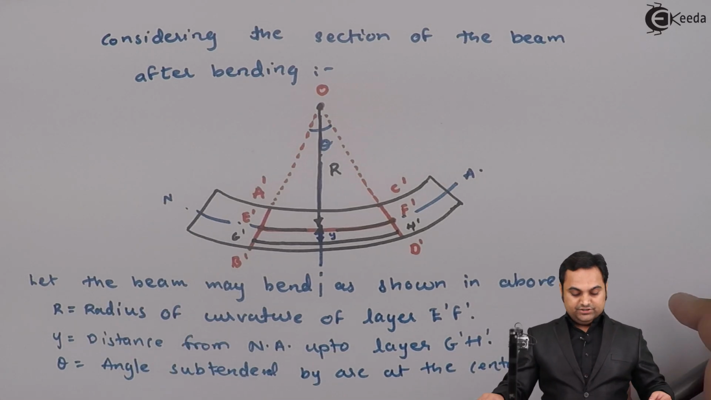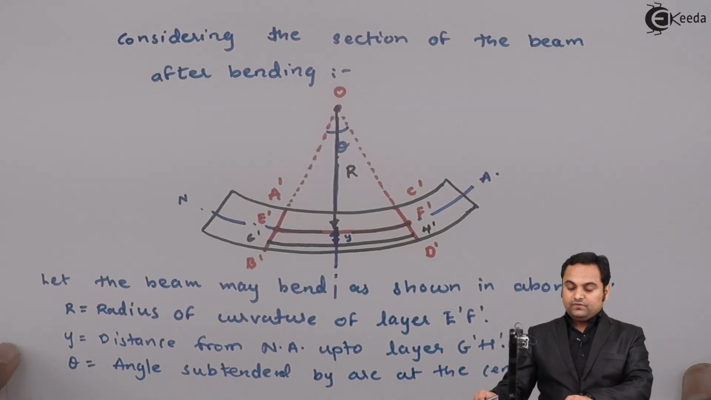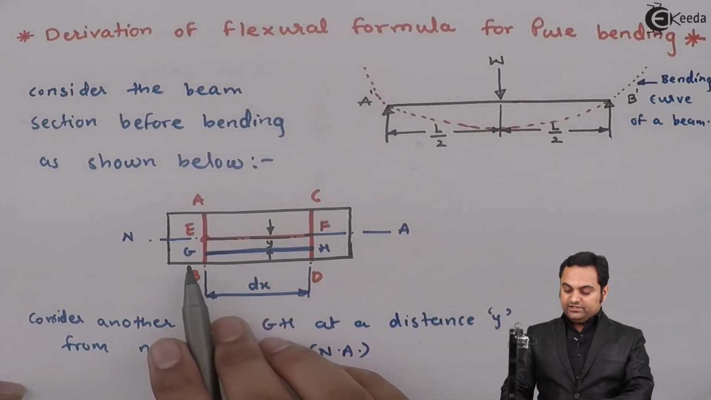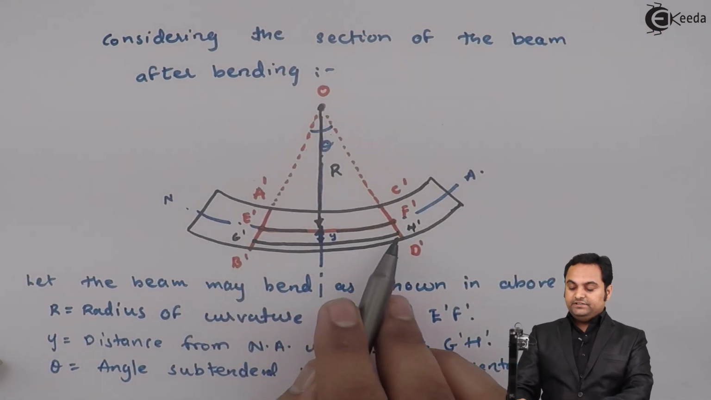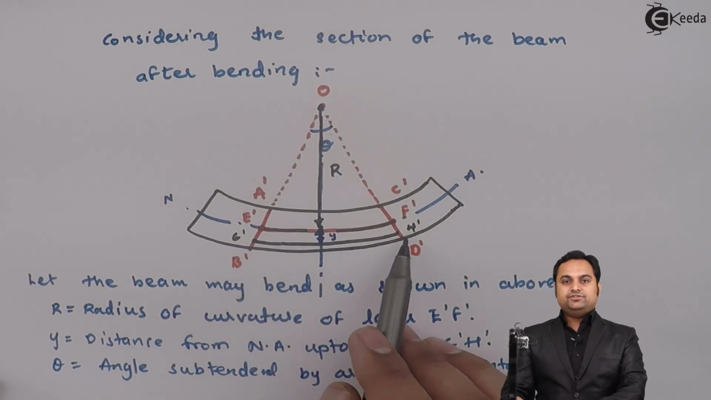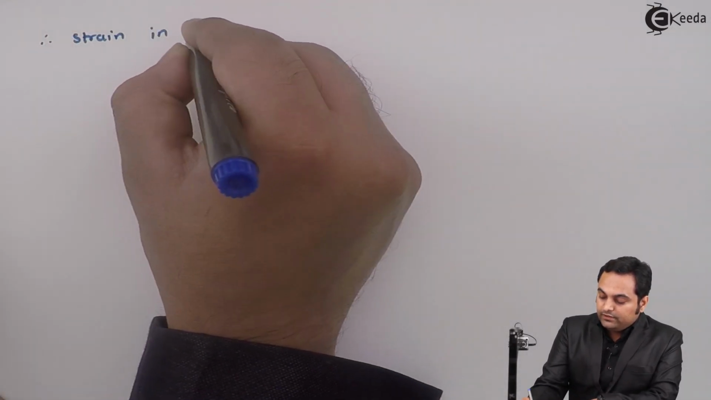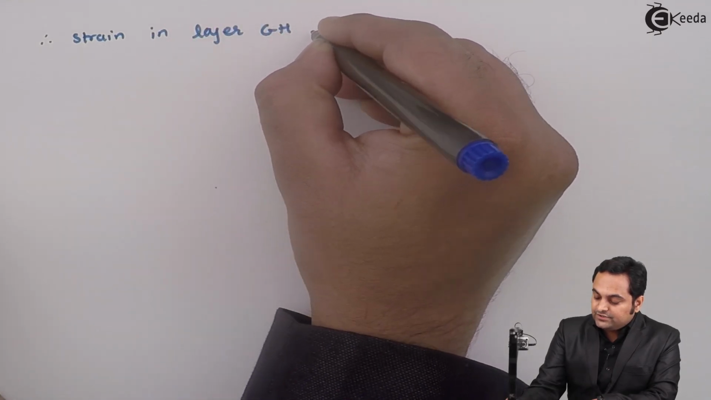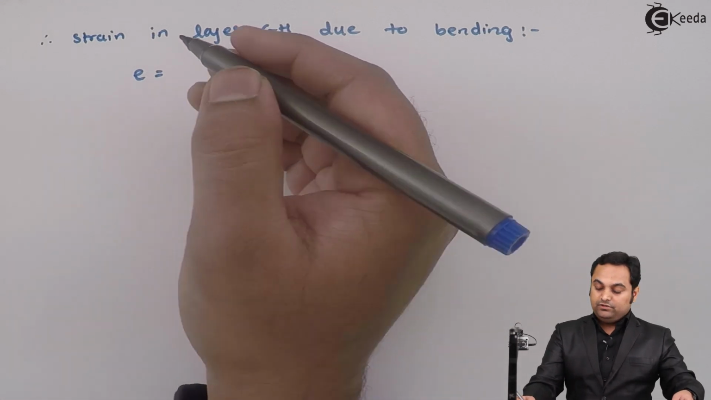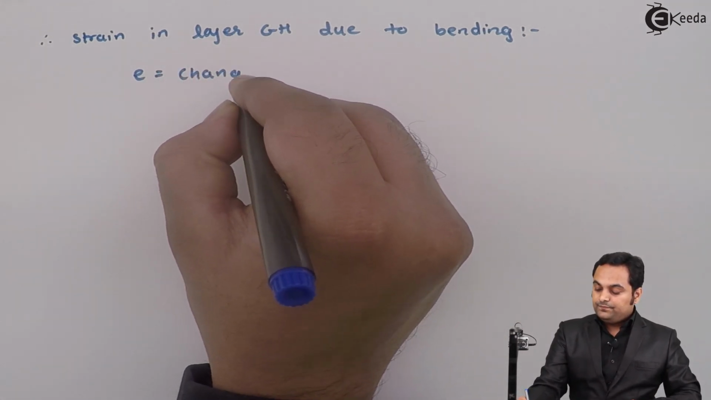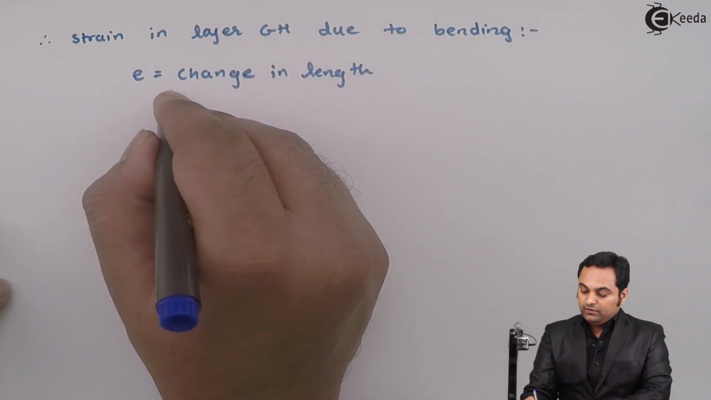Now after giving the notations, the next thing would be, since we can see that previously this layer GH was straight, but after the load has been applied, that layer is bent. So the shape of this layer has changed. It means when the shape has changed, there is strain in that layer. So I'll say that therefore strain in layer GH due to bending. Now that strain will be denoted by e is equal to, and the formula of strain is change in length upon original length.